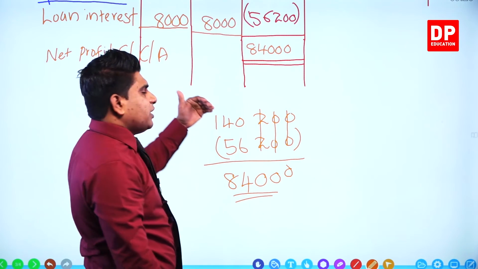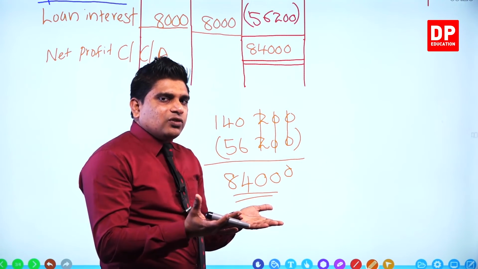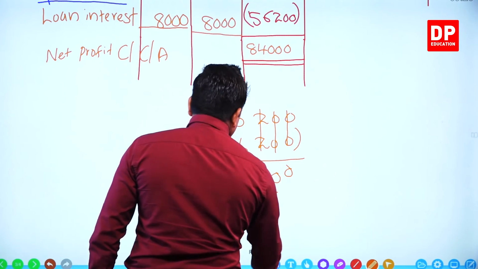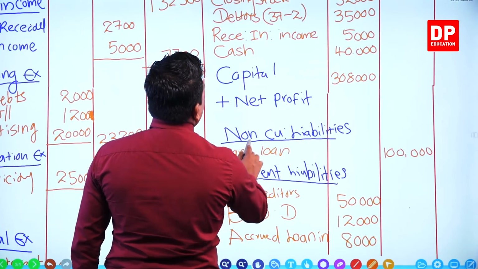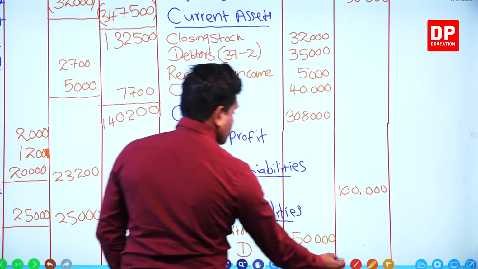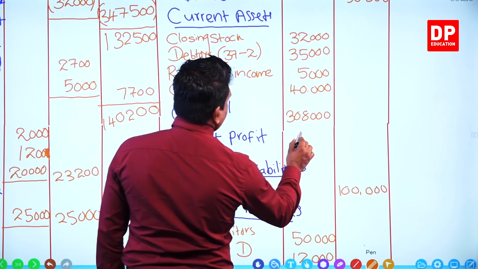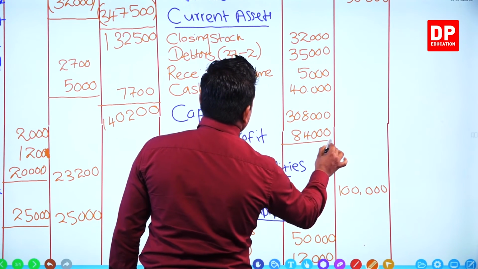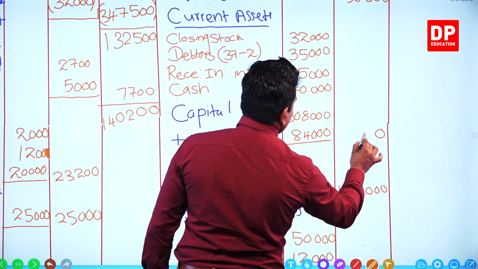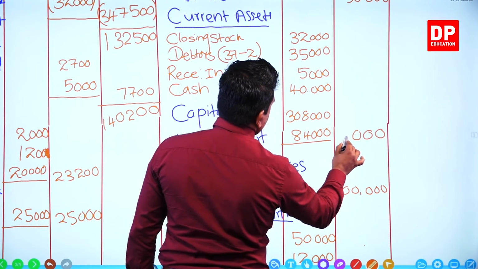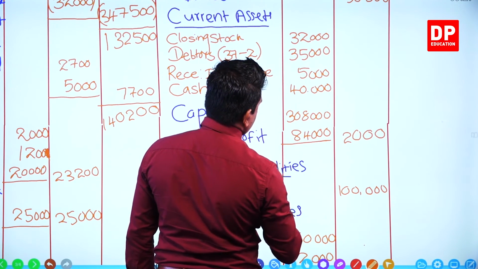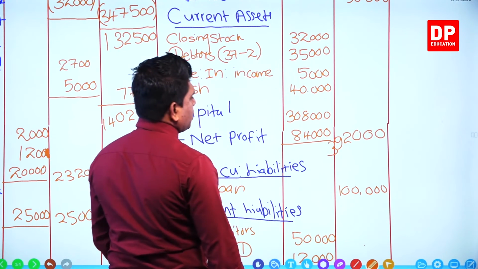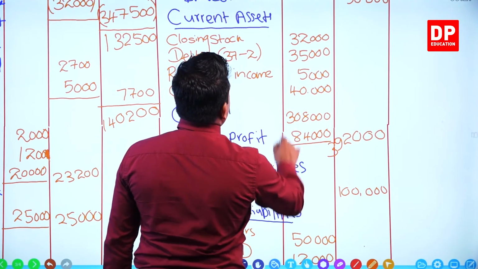If not, you can use the long way: net profit transferred to the capital account. Carry it to capital account, same way. You can use the short word here. Now you bring this 84,000 to where? To the statement of financial position, 84,000. Then you can add these two because the others are assets area. Then 392,000.